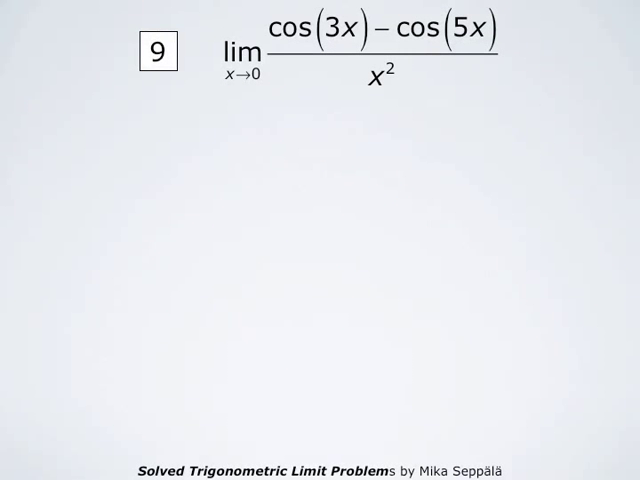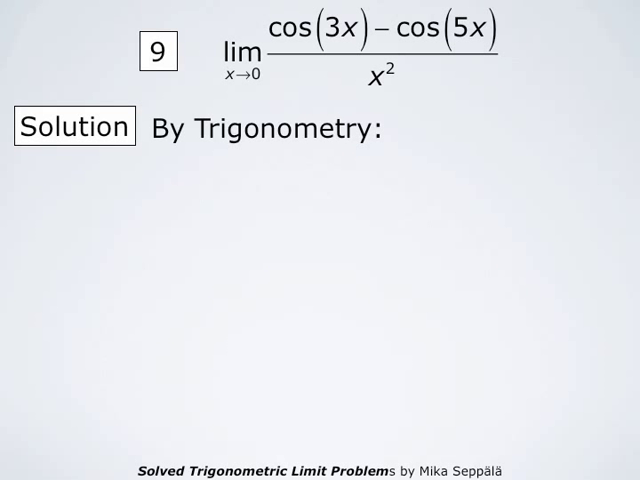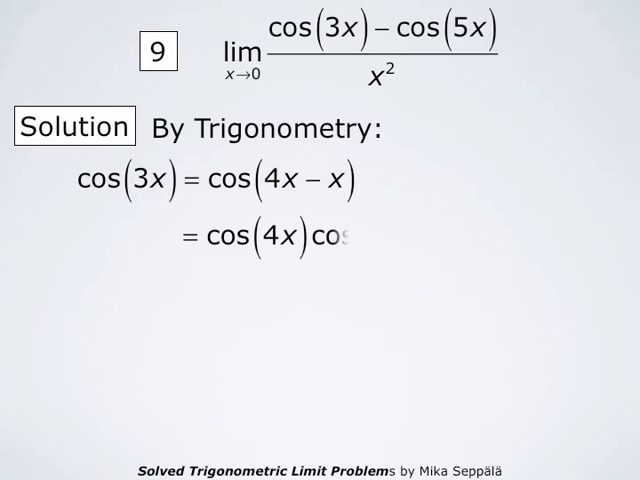To compute the limit as x approaches 0 of (cos 3x − cos 5x) / x², we have to use the addition formula for the cosine function to simplify the expression in the numerator. We observe that cos 3x is the same as cos(4x − x), which is cos 4x cos x + sin 4x sin x. This is the first term in the numerator.